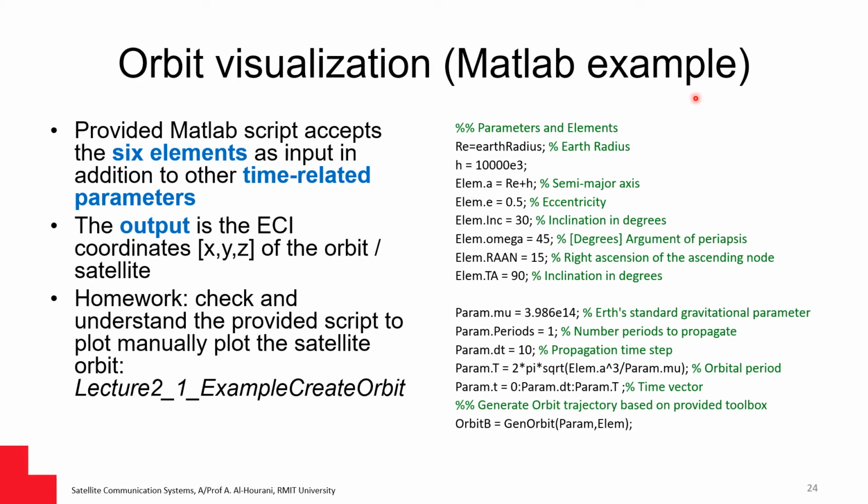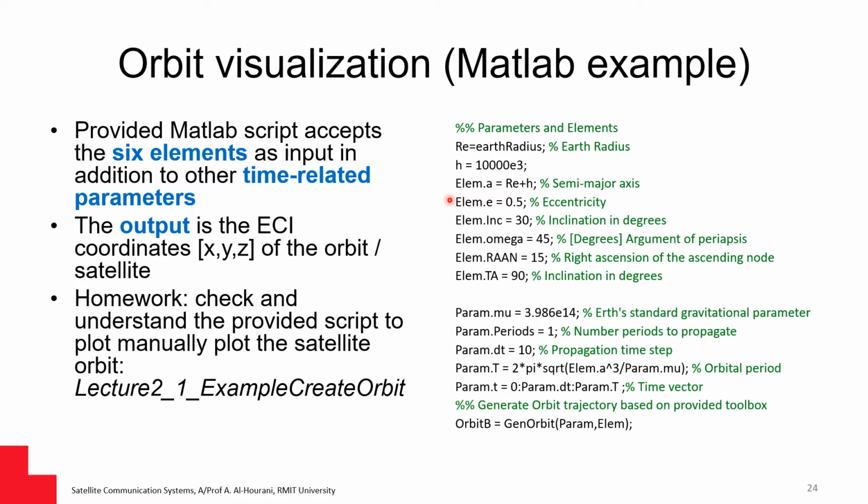You can also create an orbit using Matlab as an example. So what I'm providing here for you is a custom-made function called GenOrbit, which I wrote previously, that accepts different elements. So these are the 6 elements. Let's have a look at this code in detail. So basically, I'm just defining the Earth radius and the height or the altitude of the orbit. And if you add the average Earth radius plus the height, you end up with the semi-major axis. So that's our first parameter.